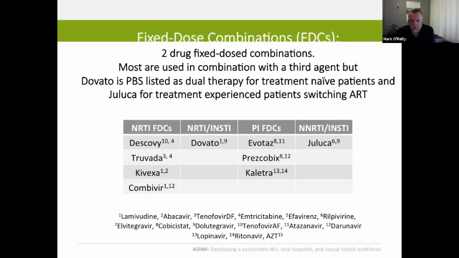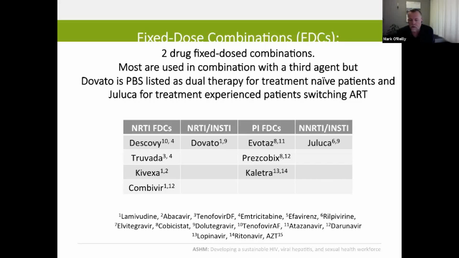And that's called Dovato, and it's indicated in Australia, so it's PBS reimbursed for treatment-naive individuals living with HIV. So it's a dual therapy rather than a triple therapy regimen that can be used for treatment-naive patients in Australia. In the third column, we've got protease inhibitors in fixed-dose combinations: Evotaz, Prezcobix and Kaletra. And in the final column, we've got an NNRTI integrase single-pill combination called Juluca.